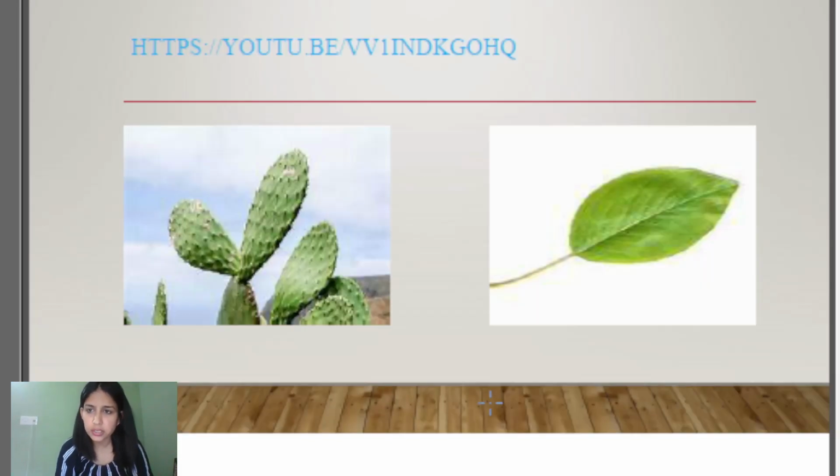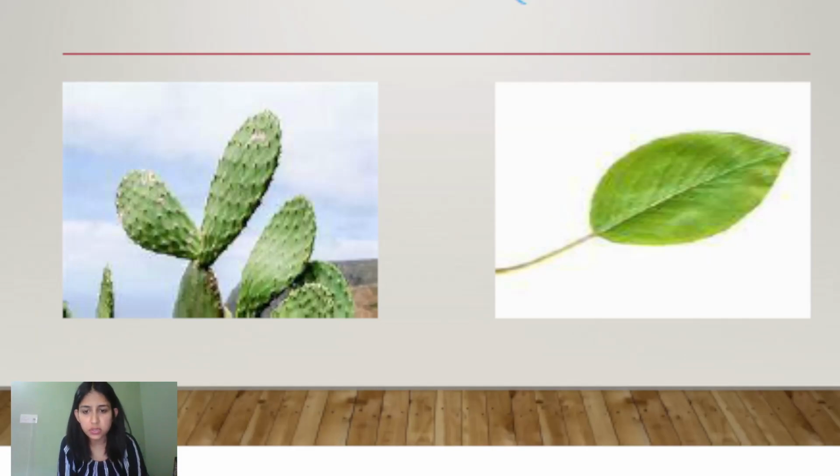Now what do you see? We have these two pictures in front of us. What do you think? How will you differentiate between these two pictures? Is there any difference between the two leaves that you can see? I'll give you 5 seconds to think about it.